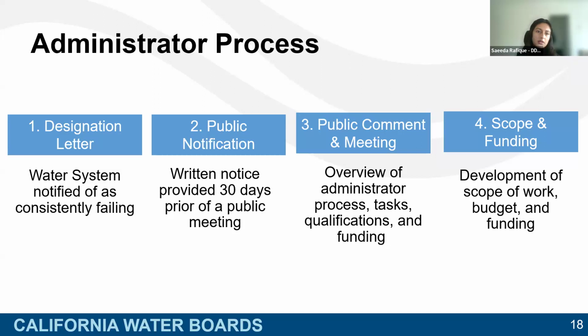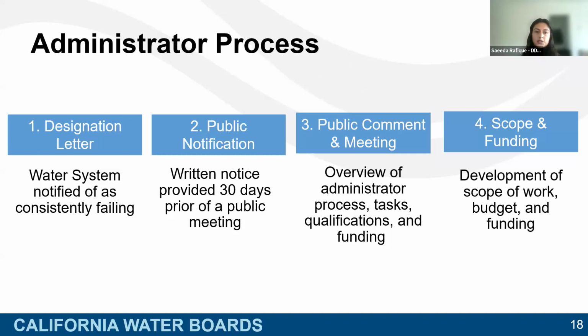Step three is the public meeting and public comment period. So here the state board will review the administrator process with the community, including an overview of tasks, administrator qualifications, and how they will be funded. The name of the administrator candidate will be shared with the public by written notice when identified, and the community will also have the opportunity to provide comments on the proposed selected administrator.